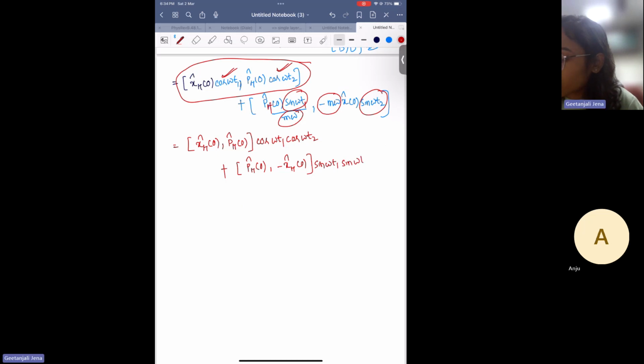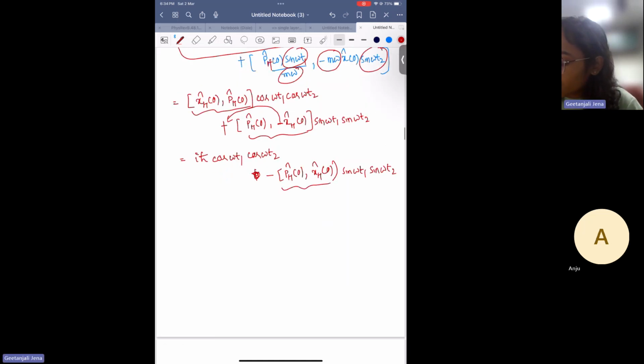So this is sin omega t1, sin omega t2. So now you know this commutation relation. This is nothing but iℏ with cos omega t1, cos omega t2. And the second one, there is a minus term here, so you can take out the minus term and write it here. So this is minus [P, S0], x is 0, sin omega t1 and sin omega t2. So this is nothing but minus iℏ.